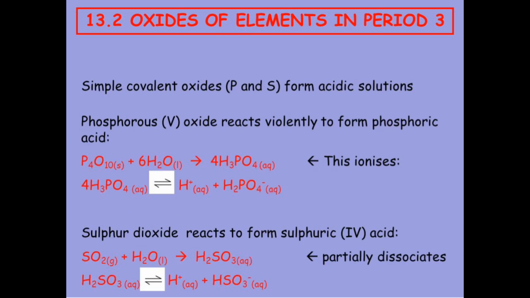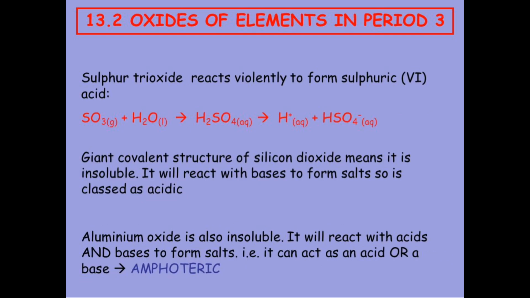Okay, so the simple covalent oxides of phosphorus and sulfur form acidic solutions, as seen in this equation that we put here. Sulfur 6 oxide will also react with water violently to form H2SO4 respectively.